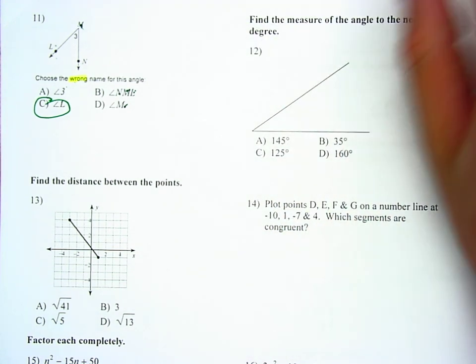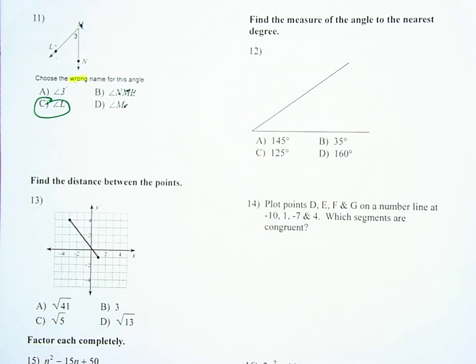Next question. Find the measurement of the angle to the nearest degree. So I do have the protractors that I'll hand out during the tests. But when you're looking at this angle, just by looking at it, you can get a good estimate, just visually, that it is greater than 90.